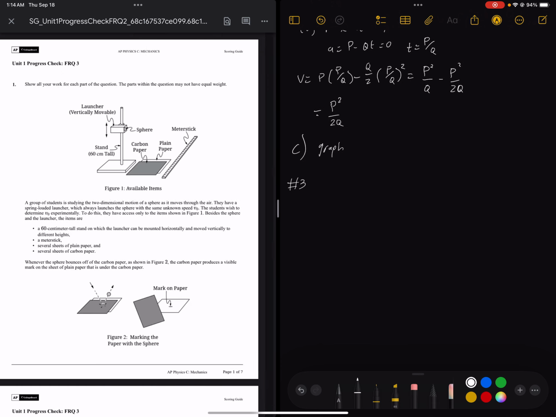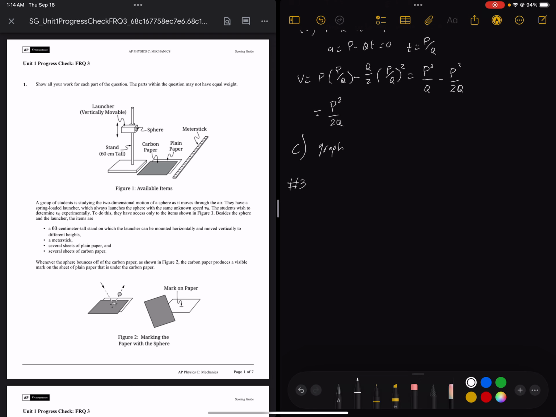Now this one is the experiment one. Conveniently, we did a very similar experiment. We didn't do a horizontally launched projectile, but we did projectile motion in general. And we even had the little carbon copy paper on top of the target, and we were able to track and mark where the projectile landed.